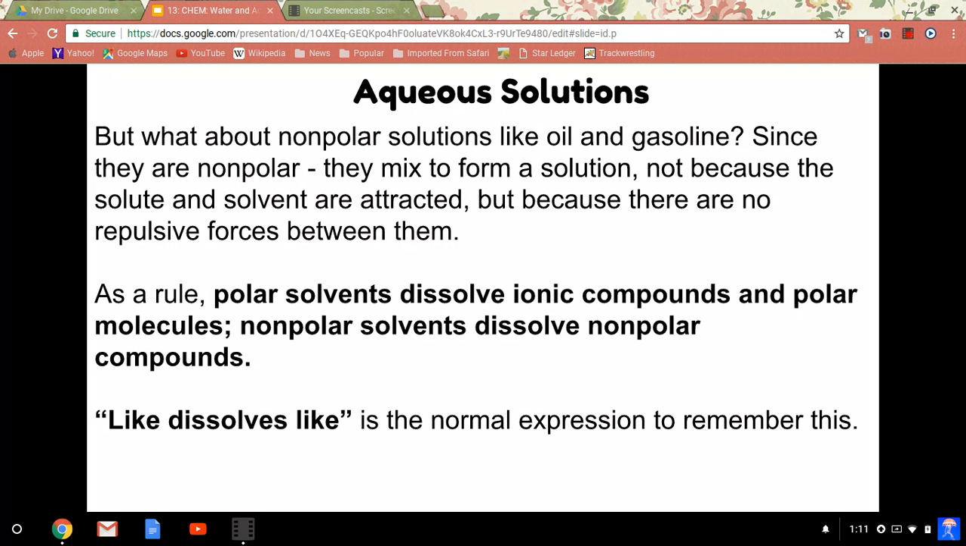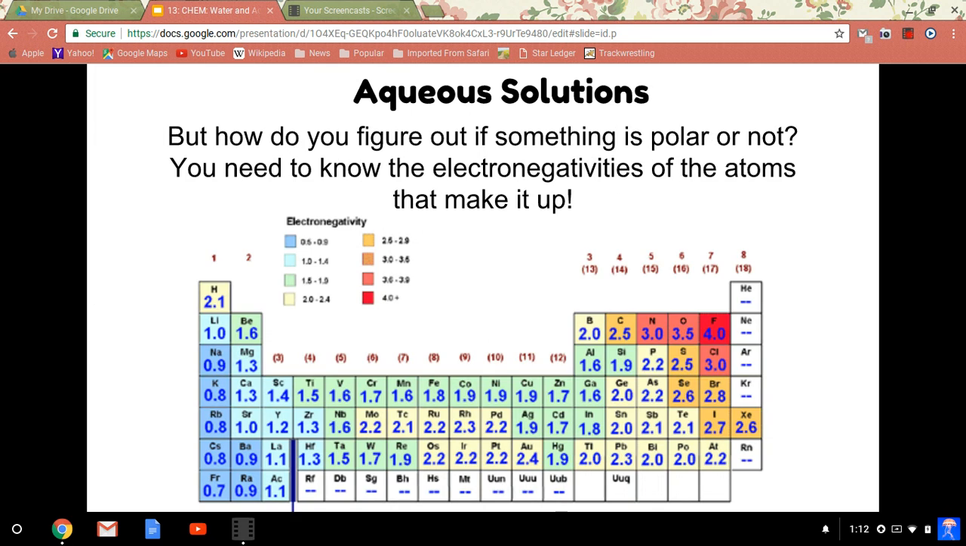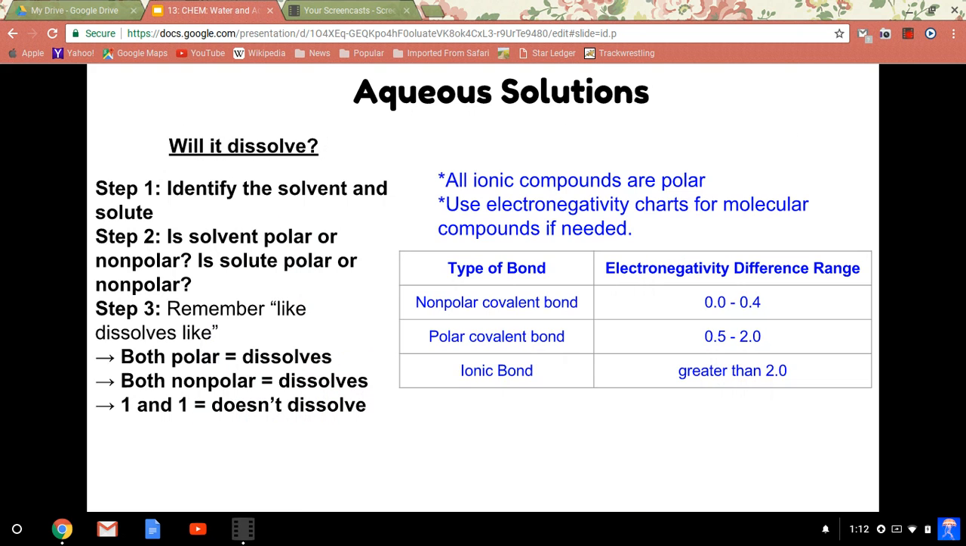So if you have something that's polar and another thing that's polar, it will dissolve. If you have something that's polar and something that's nonpolar, it won't dissolve. If you have two things that are nonpolar, it will dissolve. So like dissolves like. But now we need to figure out, how do you know if something's polar or not? You need to know the electronegativities. So here is a periodic table with all the electronegativities of the different elements listed on it. You also have one on your note sheet.